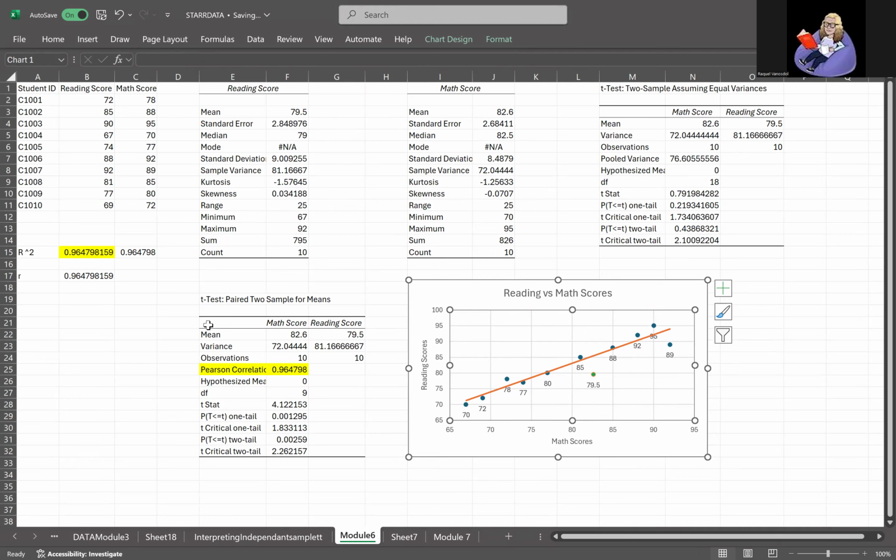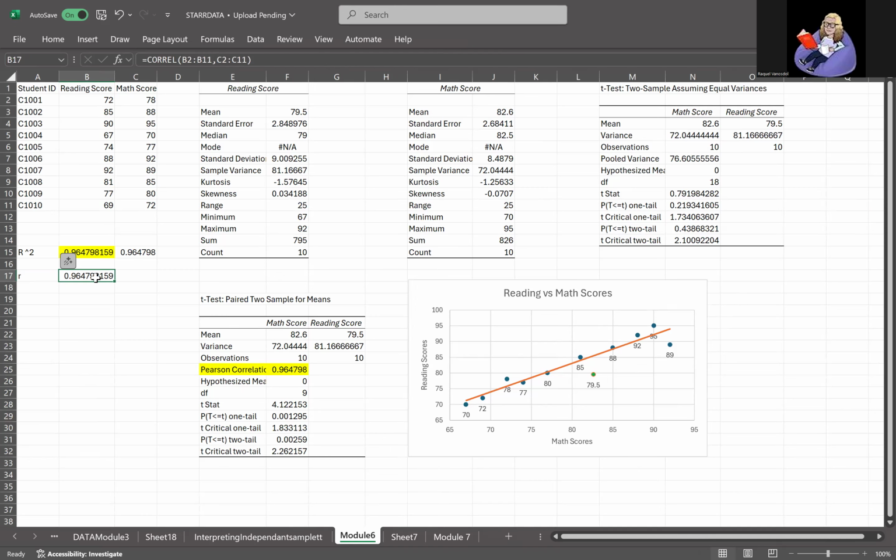Doing the t-test paired two sample for means, you can get your t-stat score as well. I then used the correlation formula and came up with the same number. So analyzing this data set many different ways, you come to the same conclusion that students who perform well on math most likely will perform well on reading.